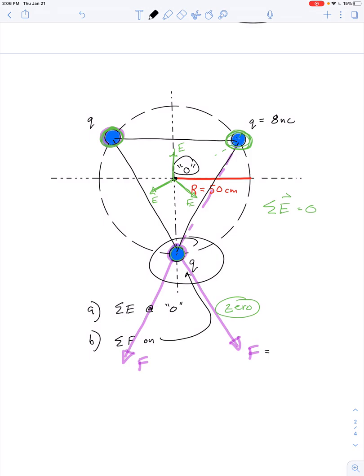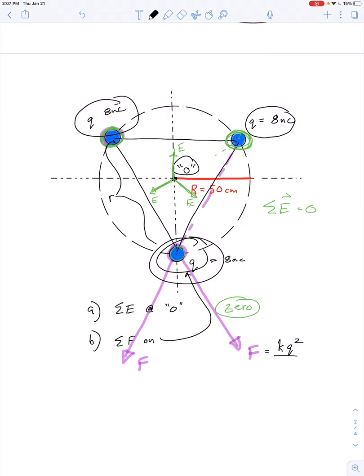So F is equal to what? K, Q, well, normally we say Q1 times Q2, but if they're the same, if this is 8 nanocoulombs, 8 nanocoulombs, and 8 nanocoulombs, then Q times Q just gives us Q squared over, I'm going to have to come up with a symbol here. So let's say the distance between these 2 charges is lowercase r. So capital R represents the radius of the circle, whereas lowercase r is any one of the 3 sides of our isosceles triangle. So this is going to be divided by r squared, which means this is the same amount of force, k q squared over r squared. All right.